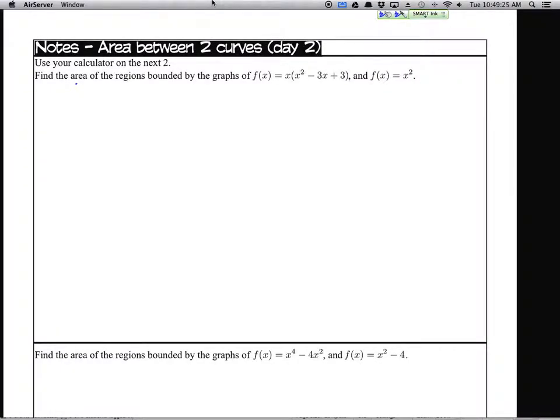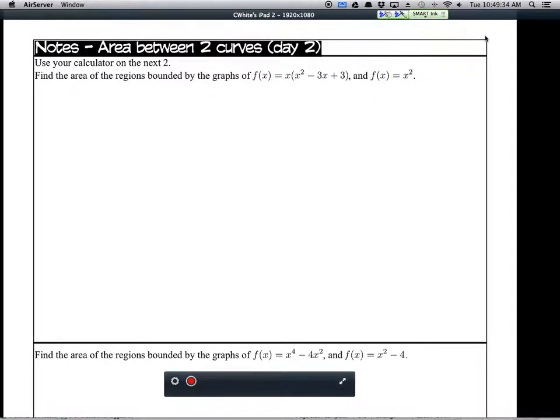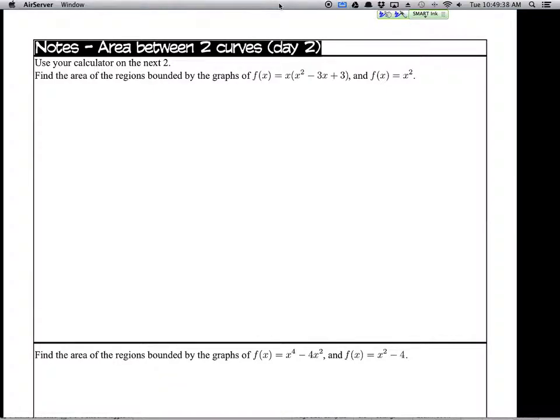Okay, use your calculator on the next two. And borrow one. Didn't I tell you guys yesterday to bring one? Yeah. Oh, we have to use our calculator.